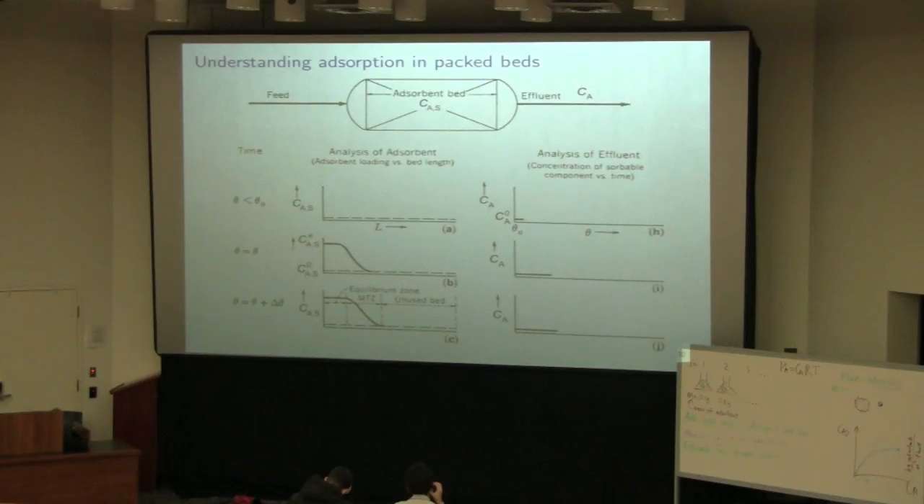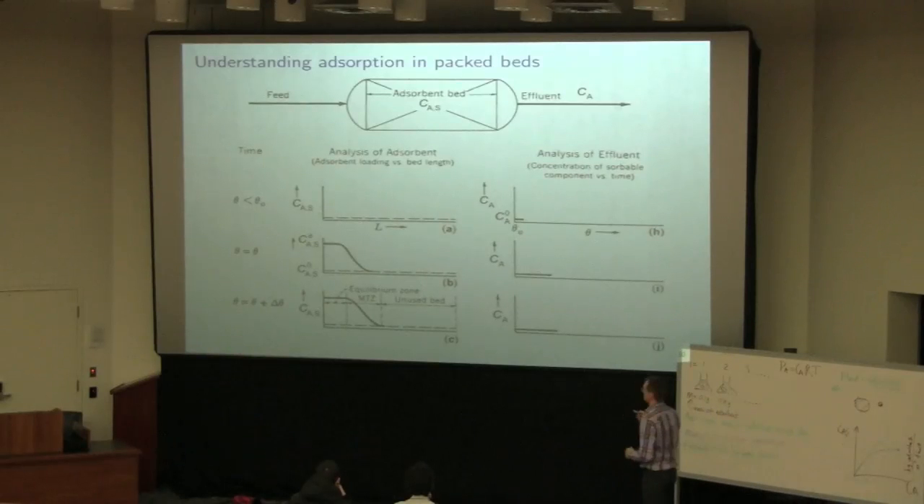First thing to notice, the left-hand plots are the distance along the packed bed, so length, from zero length to the outlet length. The right-hand side plots are showing you the measured concentration of the adsorbent, CA, as a function of time, theta. Theta here is time, L is the length. So the plots on the left are related to length, the plots on the right are related to time. So that's the key difference. They're not both lengths. One is length, one is time.